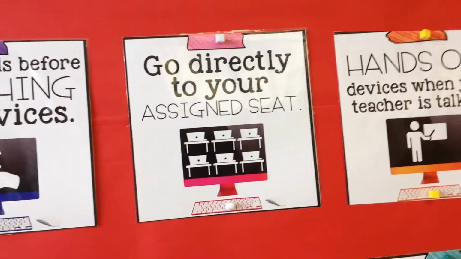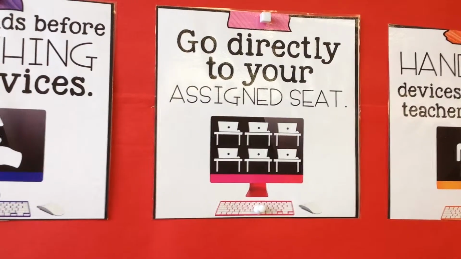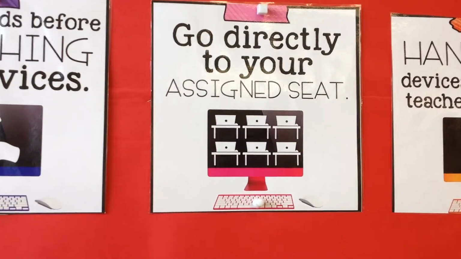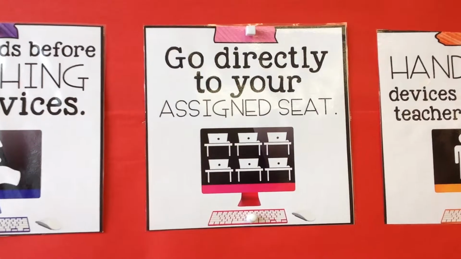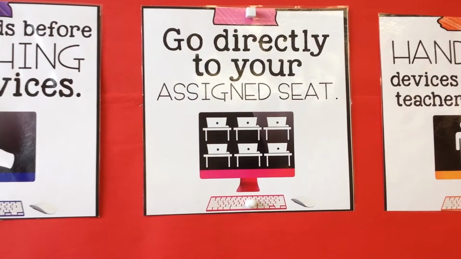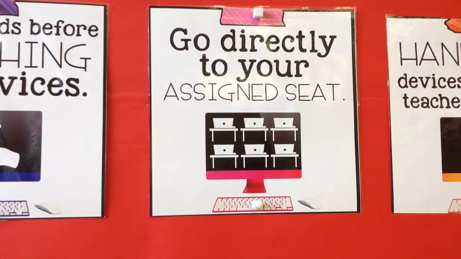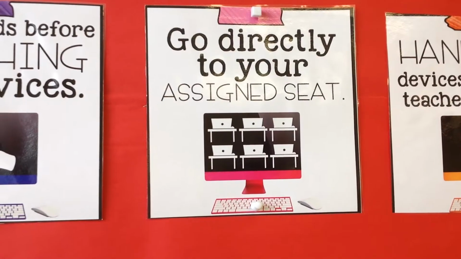Okay, the next picture. Find the one that has a bunch of little chairs and computers. It says go directly to your assigned seat. Now, this is important. We are letting you choose where you want to sit. And remember, you need to be like the frog. You need to choose wisely because you are here to learn technology. Now, it says go directly to your assigned seat.